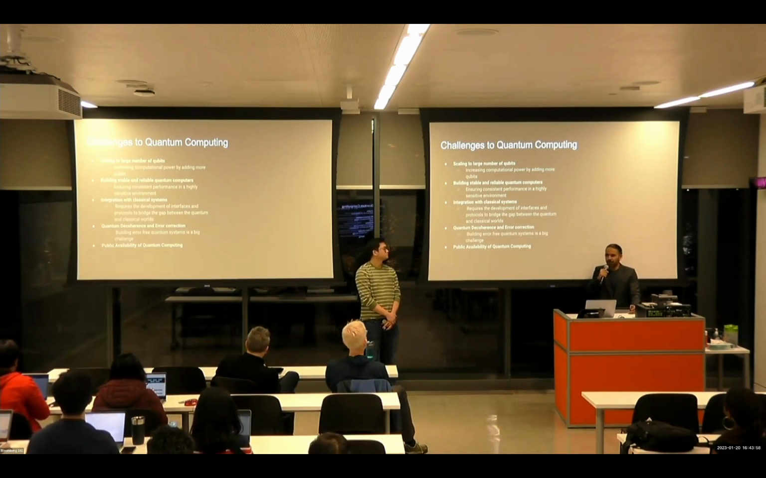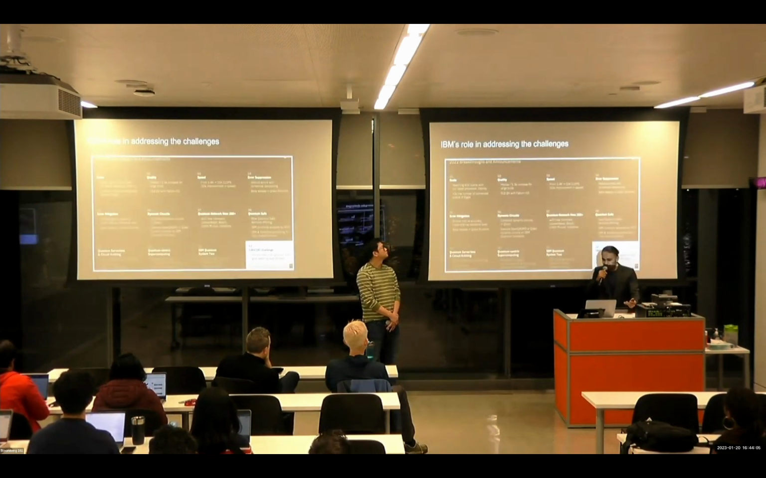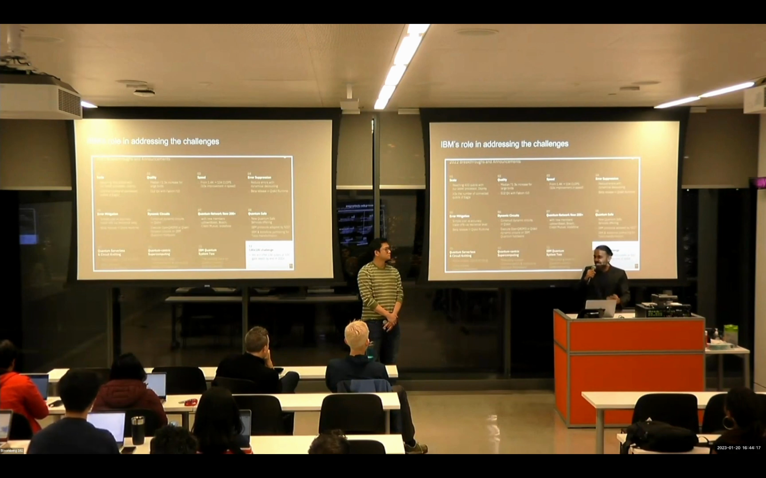So now we'll go through what one of the biggest players, IBM, is doing to address these challenges. IBM's role in addressing these challenges: they are looking at scale. They have already scaled to 433 qubits till now. They are looking at quality, like how they can reduce the noise. And I would let David speak on some of these areas in his talk.